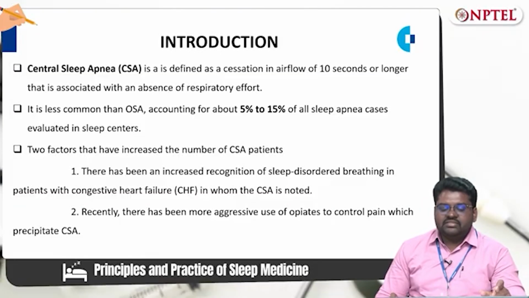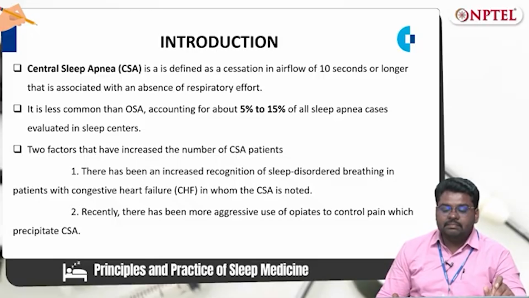Next, the prevalence. It is not common as compared to obstructive sleep apnea, but accounts for about 5% to 15% of all sleep apnea cases together. Two factors have increased the number of central sleep apnea patients. One factor is an increased recognition of sleep disordered breathing in patients with congestive heart failure.